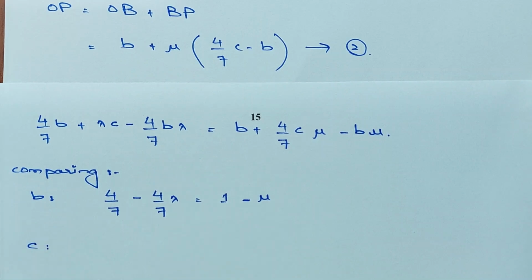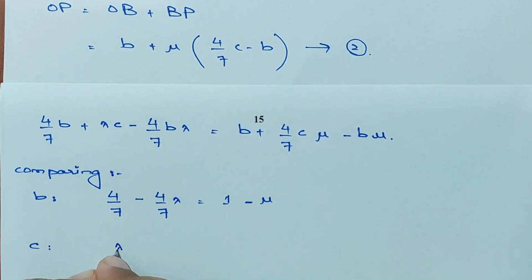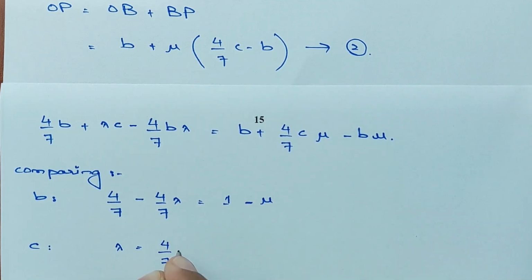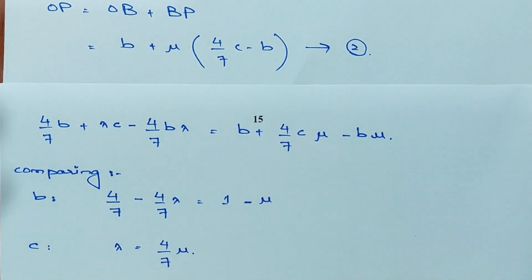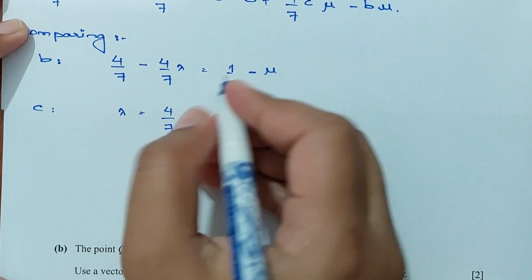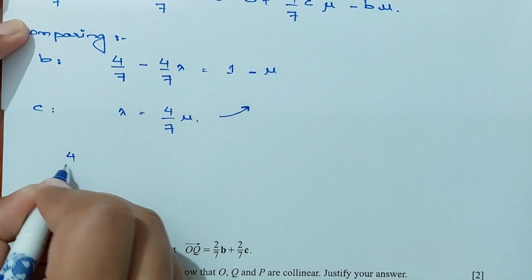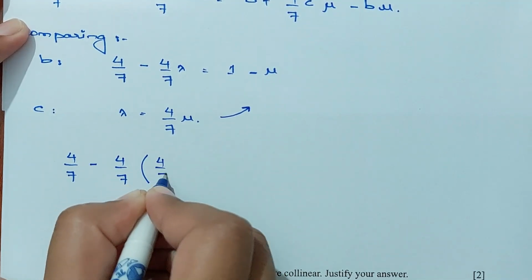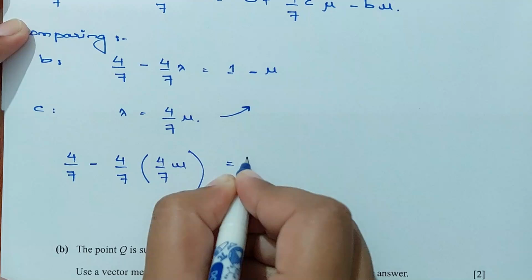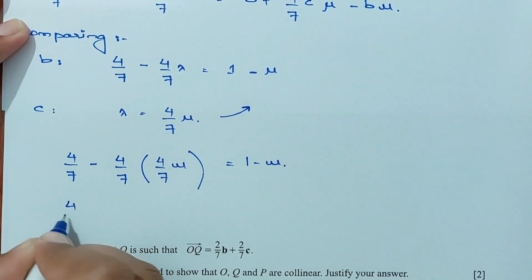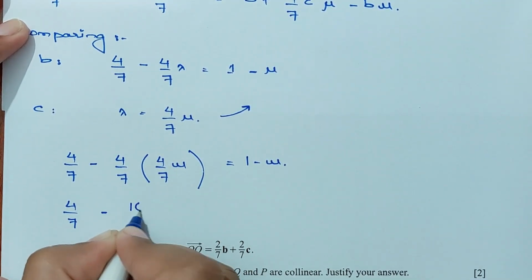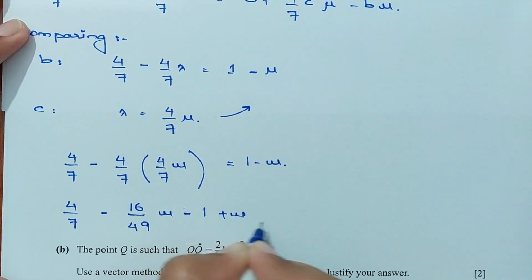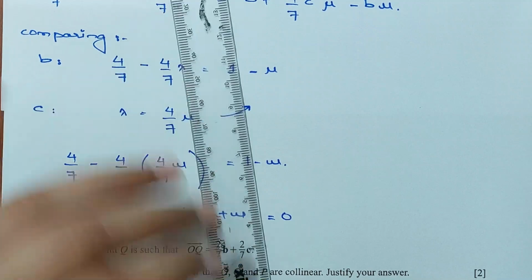Comparing the coefficients of c, c is lambda over here, and this c is 4 by 7 mu. Now let me substitute this value into the first equation. So we can say 4 by 7 minus 4 by 7 lambda, where lambda is 4 by 7 mu, equals 1 minus mu, right? So 4 by 7 minus 4 times 4 is 16, 7 times 7 is 49, of mu, minus 1 plus mu equals 0, right?